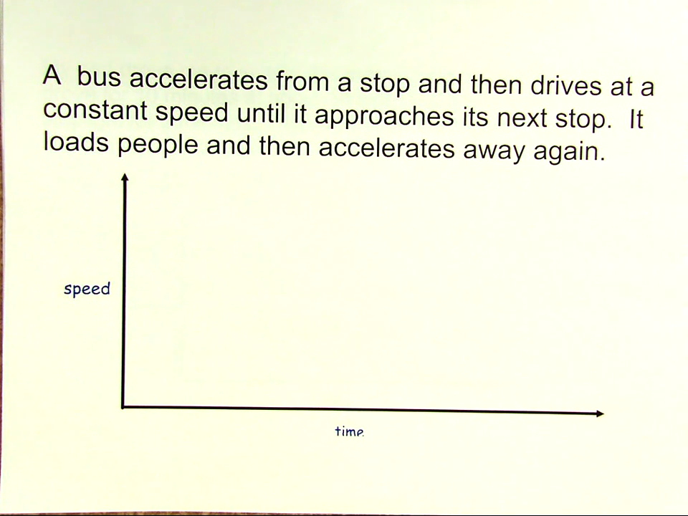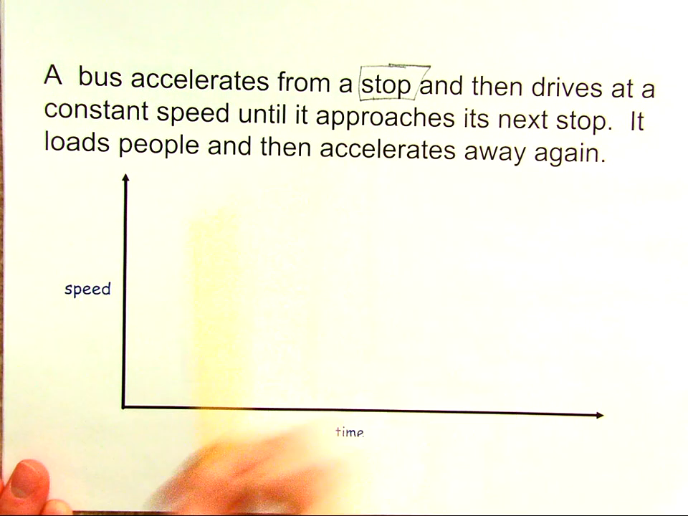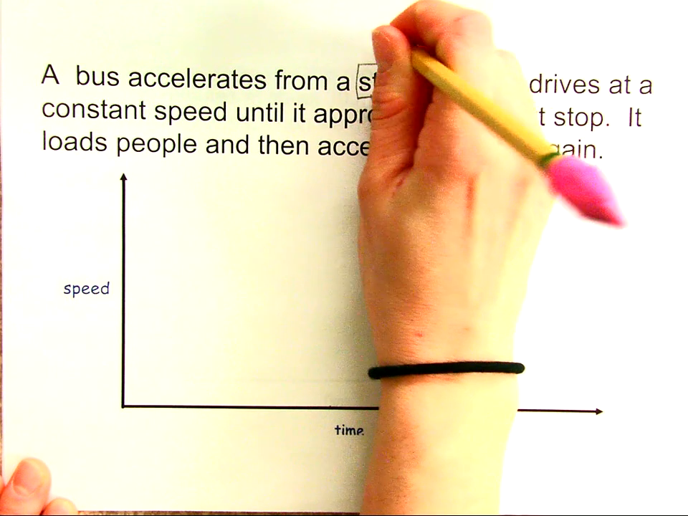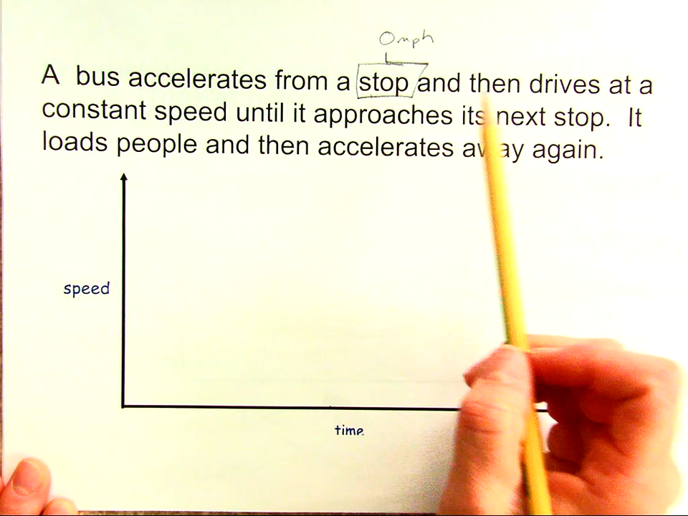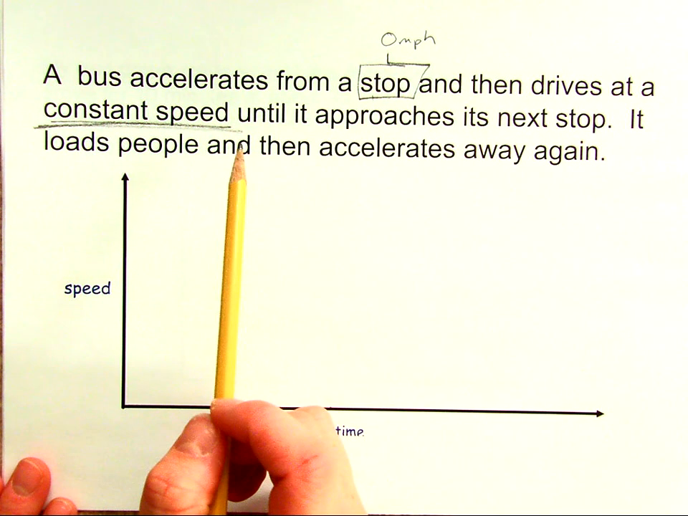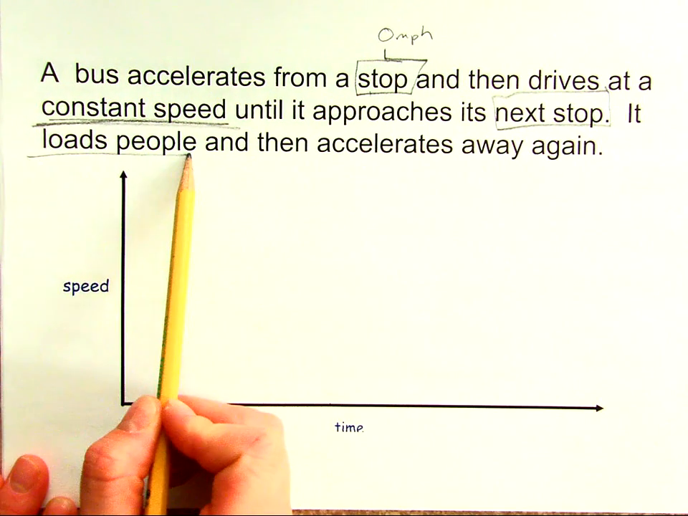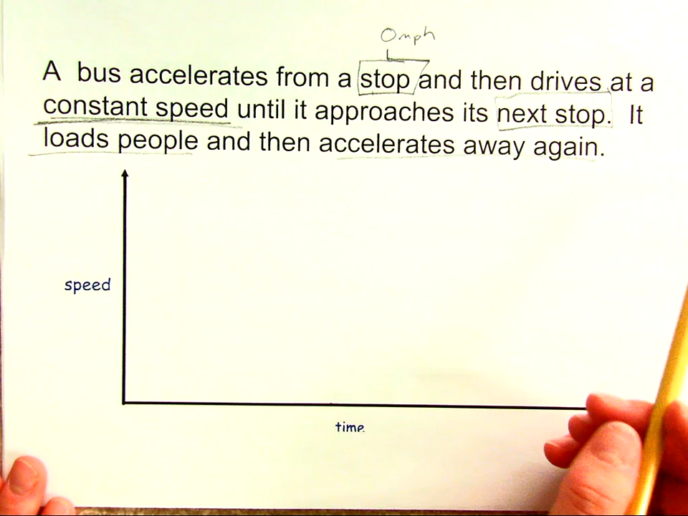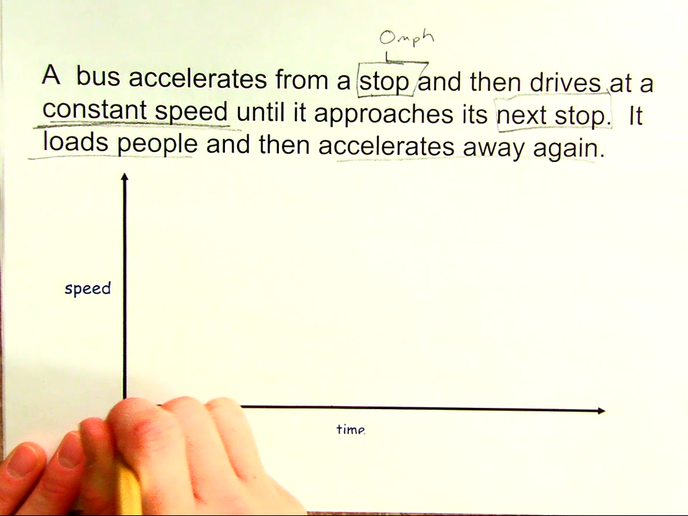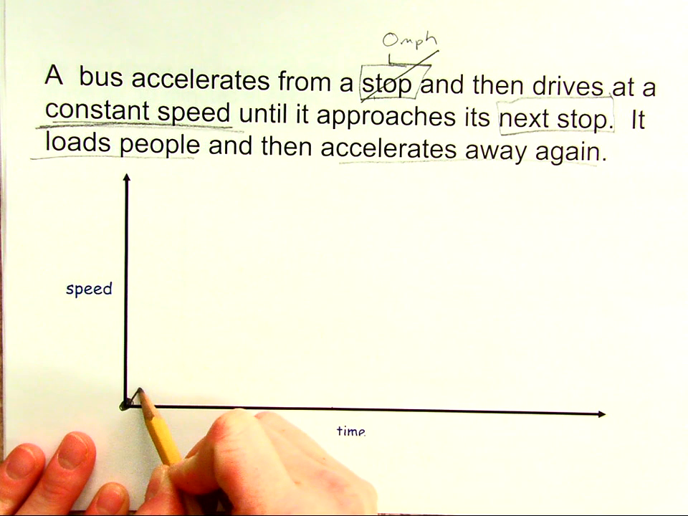All right, a bus accelerates from a stop. I'm just going to highlight some keywords. Stop, and I have a speed, so if I'm stopping, I know my speed has to come back to 0 miles per hour. Then it drives at a constant speed until it approaches its next stop. Then it stops again, loads people, and then accelerates away. So the bus starts at a stop here, that's my first stop. We're starting at 0, and it's accelerating, so my speed is increasing.